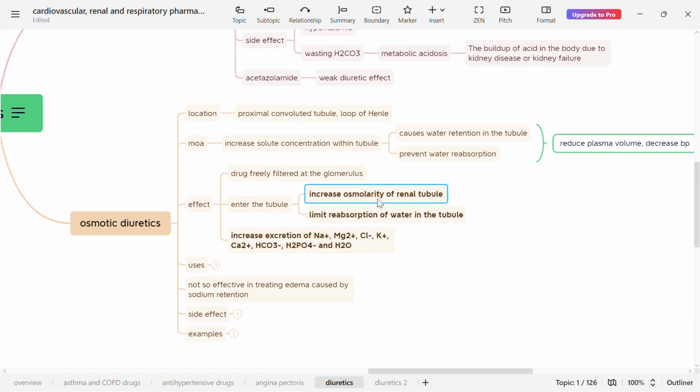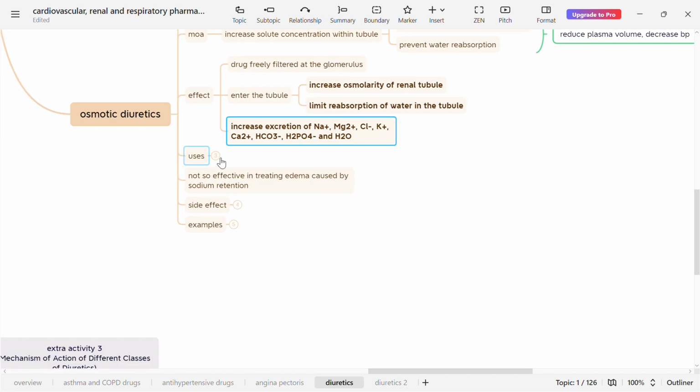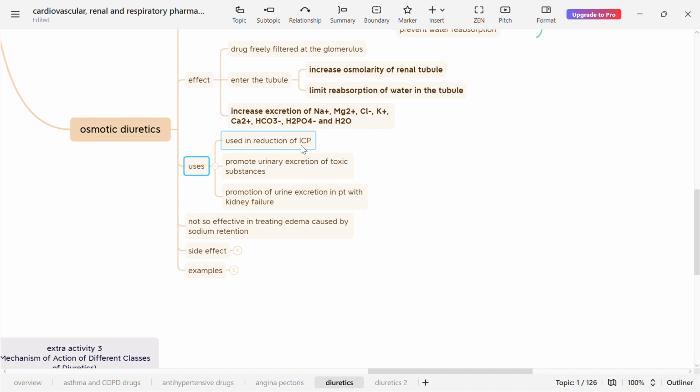So it will increase the osmolarity of the renal tubules. It will also limit reabsorption of water in the tubules, as well as increase excretion of ions and also water. The uses of osmotic diuretics include reduction of ICP, the intracranial pressure, and also to promote urinary excretion of toxic substances, because it is a diuretic, right? So it can have these functions. And further, to promote urine excretion also because of the diuretic effect, removing water.